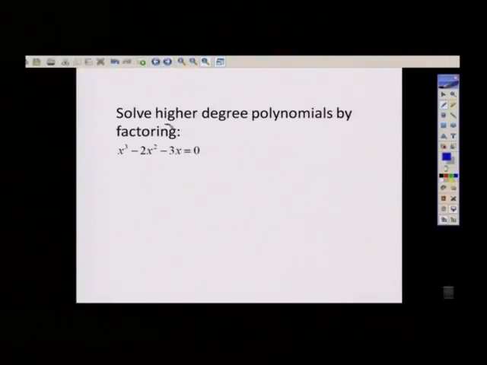This one, we have a higher degree polynomial. Higher degree because instead of an x squared, this one happens to be an x cubed. But see if you can solve this one by factoring when it's a higher degree. It's an x cubed equation, not an x squared equation.